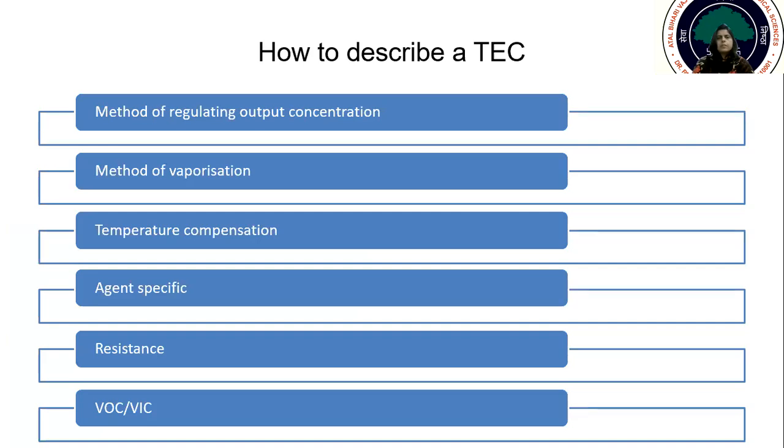Whenever you describe the Tec vaporizer, describe it in a similar way. Method of regulating output concentration: they are concentration calibrated variable bypass type of vaporizer. Flow over method of vaporization. Temperature compensation is a bimetallic strip made up of nickel or copper. That is, automatic thermocompensation is there. They are agent specific and they offer high resistance. They are plenum type of vaporizer. Thus, they will be used only outside the circuit.